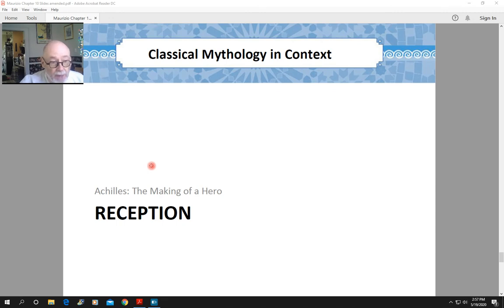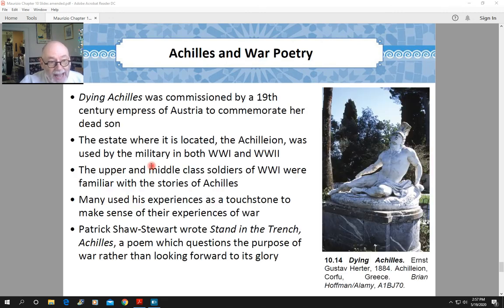So the reception part, the Nachleben here, looks at poems from World War II, and also from Northern Ireland, that deal with some artwork done in the 19th and 20th century that shows Achilles. So here we've got this statue, a marble statue, on an island off the coast of Greece, which is the Achilleion. There's like a little shrine to Achilles.